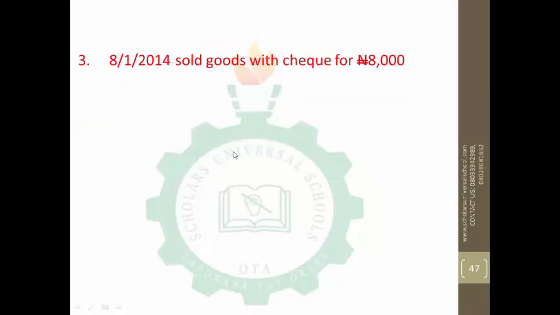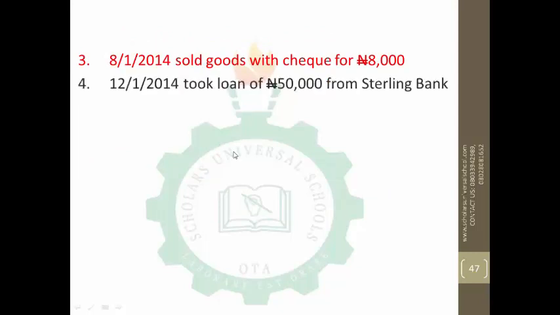Now the third entry, sorry, 8th of January 2014, sold goods with check for 8,000 naira. Now in this case, you have sold goods with check. You have to be careful to understand what this means. When you're selling goods, you're not collecting cash, rather you're collecting check. Now when you collect check, before you can convert that check to money, where would you take that check to? You will agree with me, you're taking it to the bank, right?